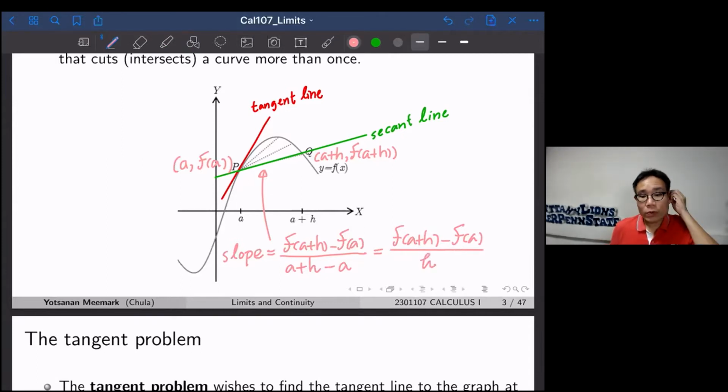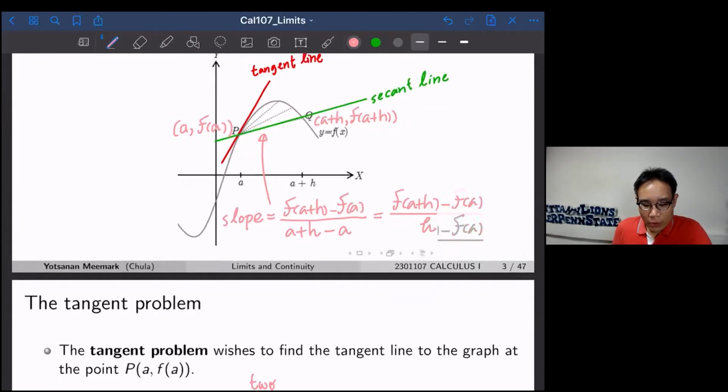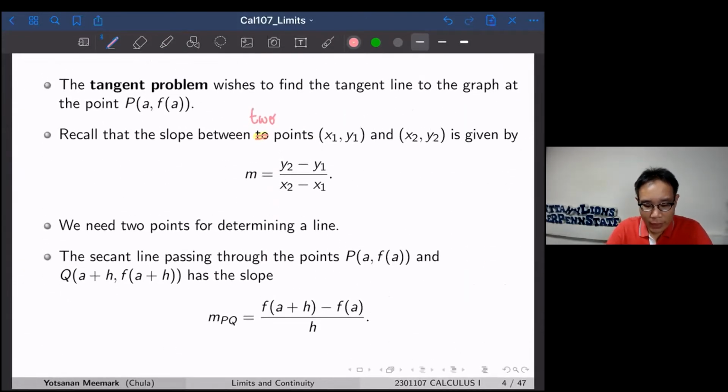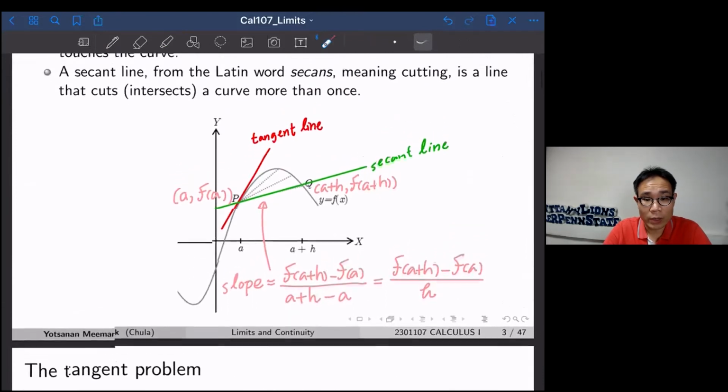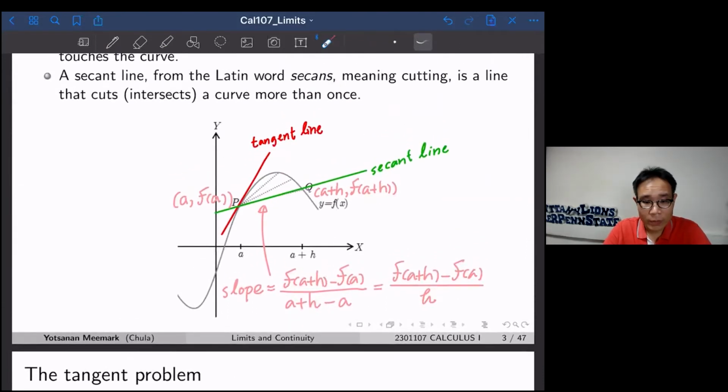Okay, so this one will give you the slope of PQ. And you see that the secant line passing through the point P, f(a), and Q, a plus h, f(a plus h), has the slope m_PQ equal to f(a plus h) minus f(a) over h. Okay, so this is how we obtain our slope.